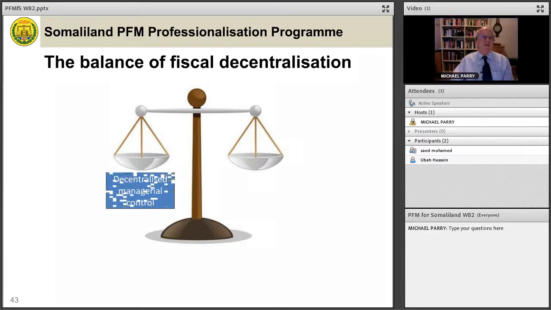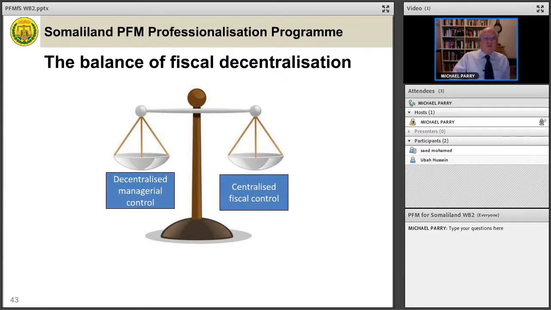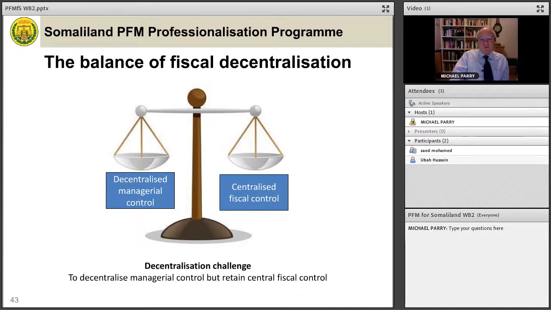Another way, consider it as a balance. You've got a balance where on the one hand you've got decentralised management control, and on the other hand you've got centralised fiscal control. And the challenge is to decentralise managerial control but retain central fiscal control. And it's something which you will find you are constantly being challenged on. Right, that brings me to the end of the Workbook.